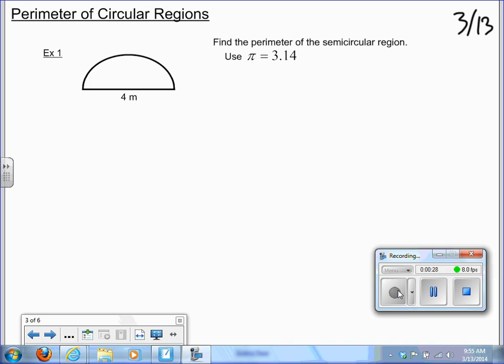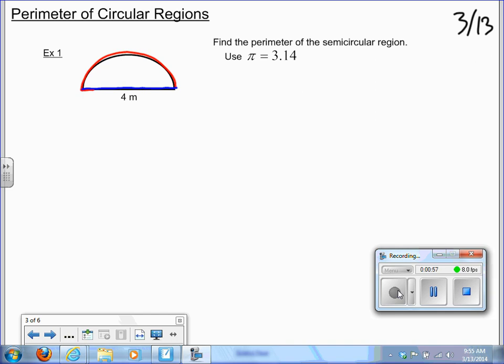So now we're going to have circular regions where we will have a curved side and a straight side. In fact, I'm going to change the color on that. A straight side, and it's a circular region. Perimeter is the sum of all the sides. You might find it helpful to use color today to make sure you're using all of the sides and adding them up. Okay. This one says find the perimeter of the semicircular region.